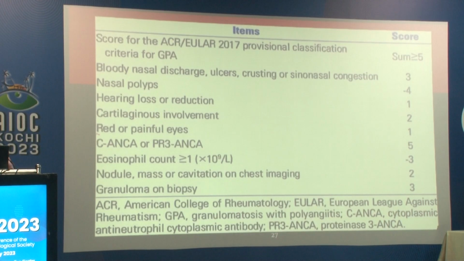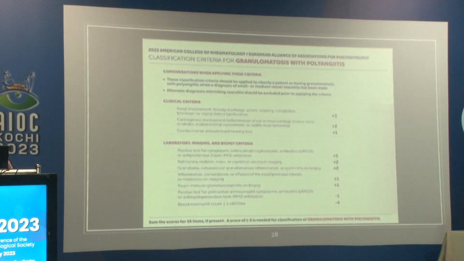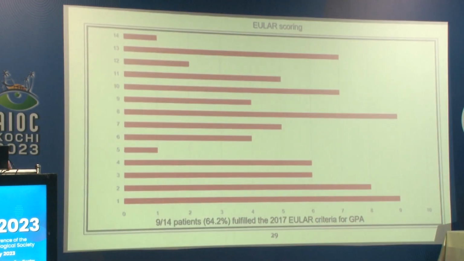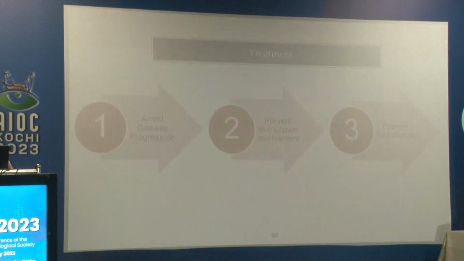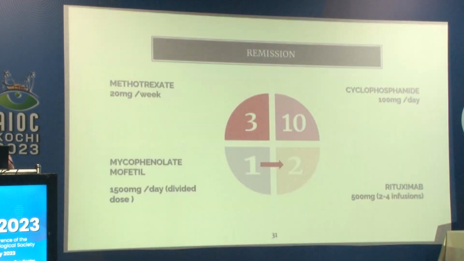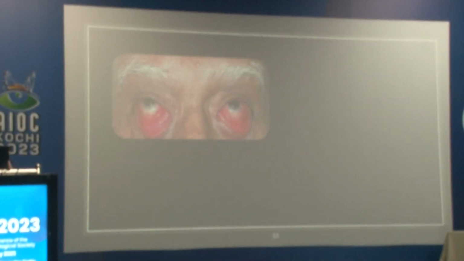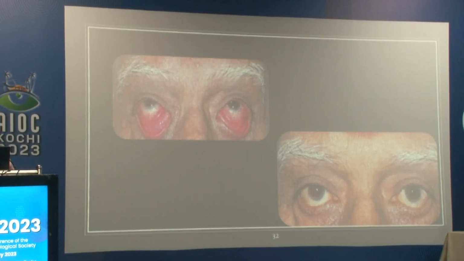The American College of Rheumatology criteria of 2017 gave importance to ocular features, but sadly in 2022, when the criteria were updated, ocular involvement was completely removed. We followed the 2017 criteria, and 9 out of 14 patients fulfilled them. For treatment, glucocorticoids play the primary role. Along with it, 3 patients were treated with methotrexate, 10 with cyclophosphamide, and 1 with MMF. The patient treated with MMF was ultimately shifted to rituximab, and 1 patient on cyclophosphamide also needed rituximab infusion post-remission.